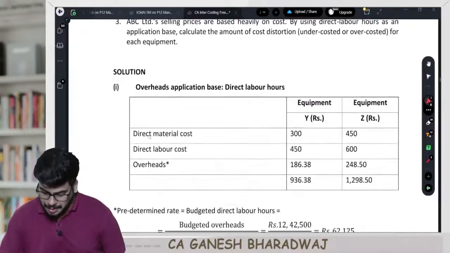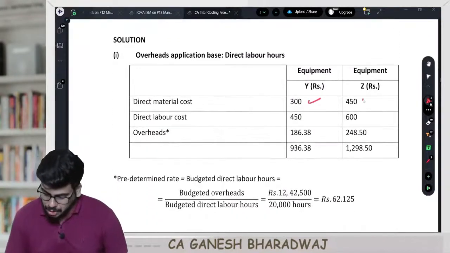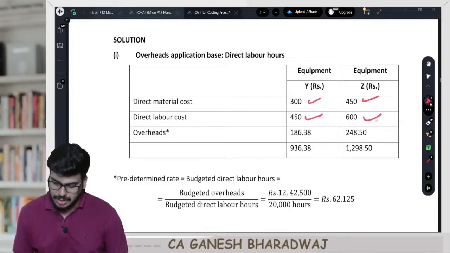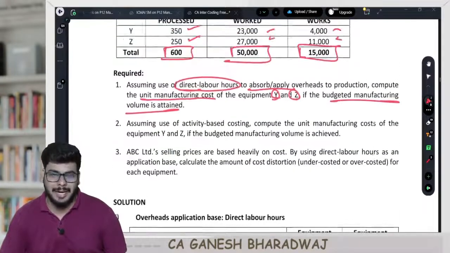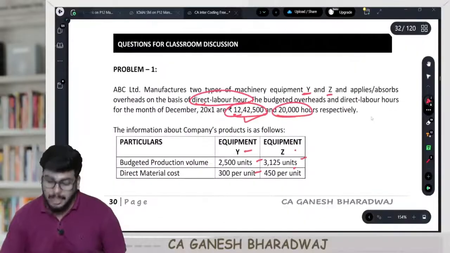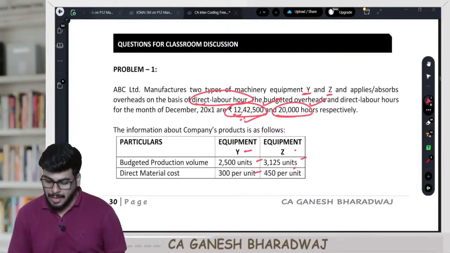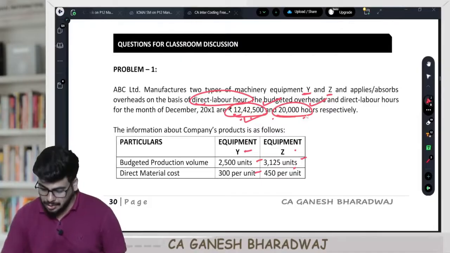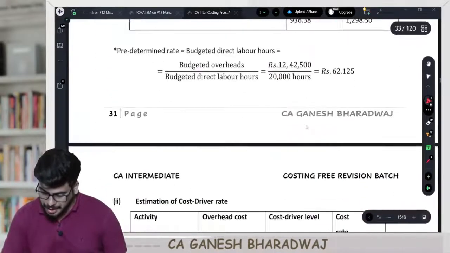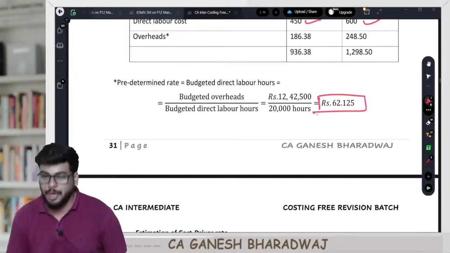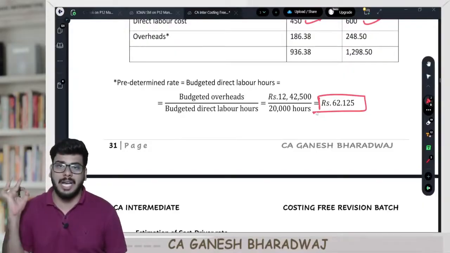Now, that's pretty much simple. We know that the direct material cost is given, and the direct labor cost is given. Now, how do you arrive at the overhead rate? Very simple. In the traditional system, it's going to be budgeted overheads divided by budgeted hours: 12,42,500 divided by 20,000 hours. That is going to be 62.125 rupees per hour. This is the absorption rate.